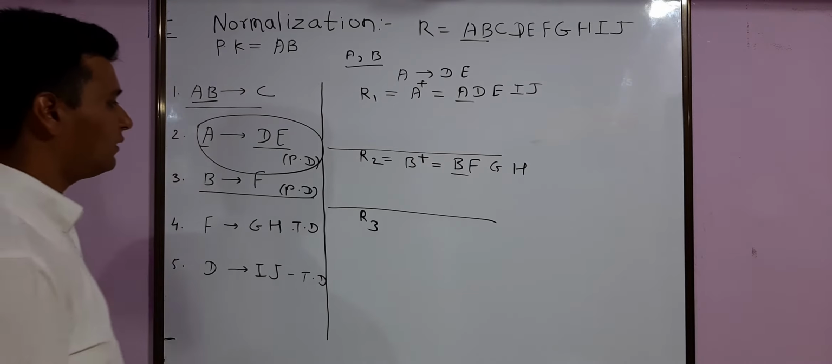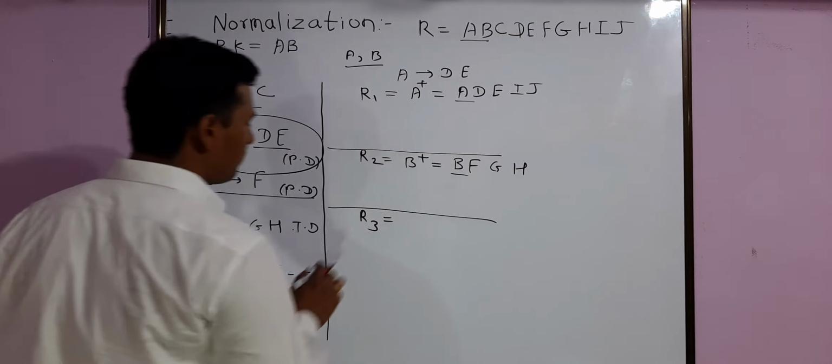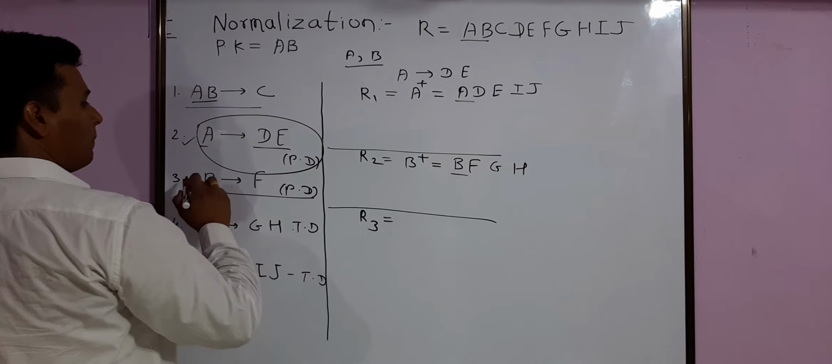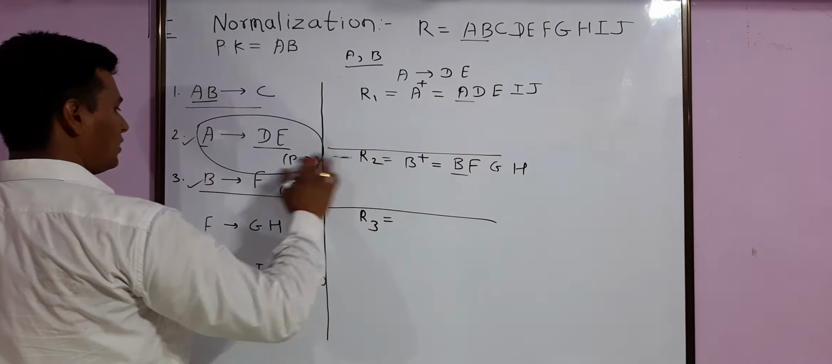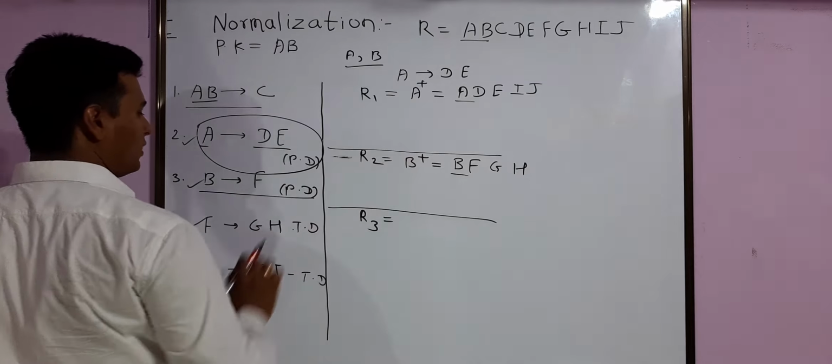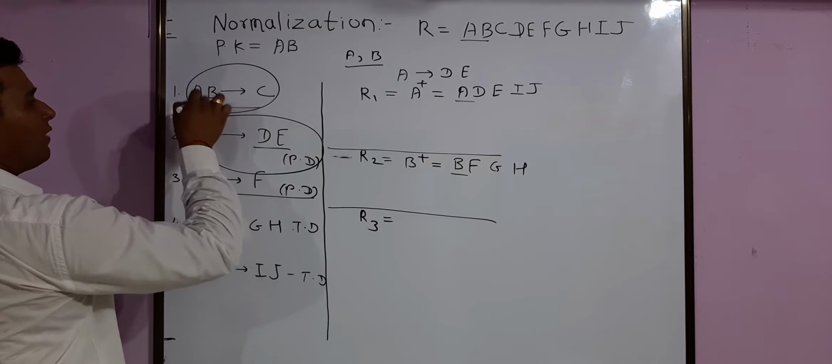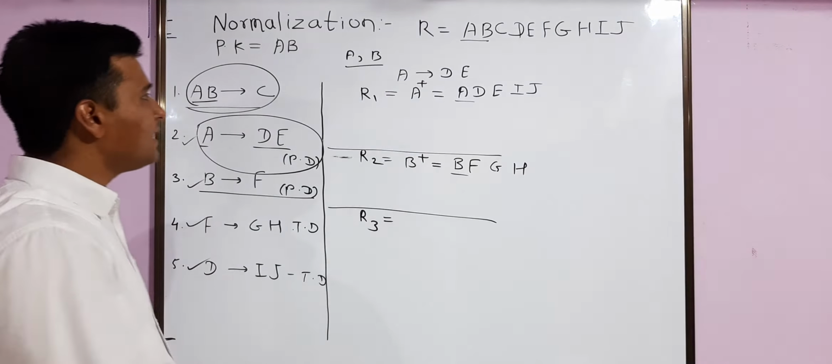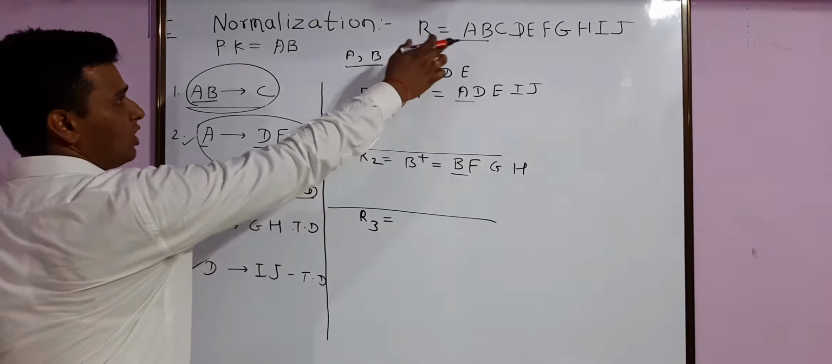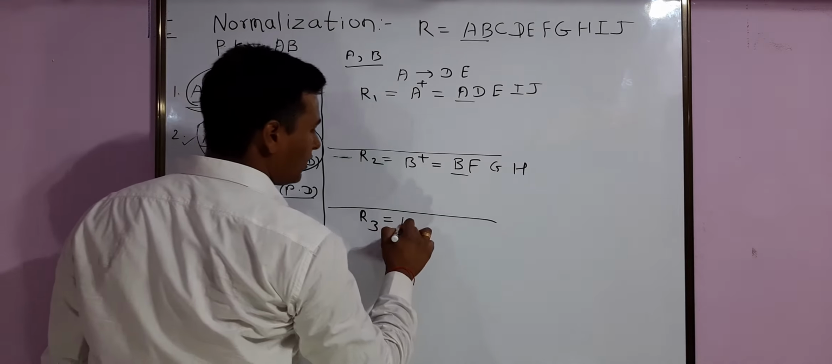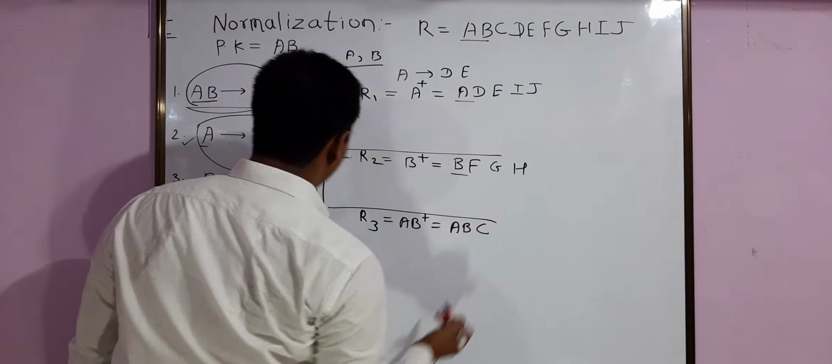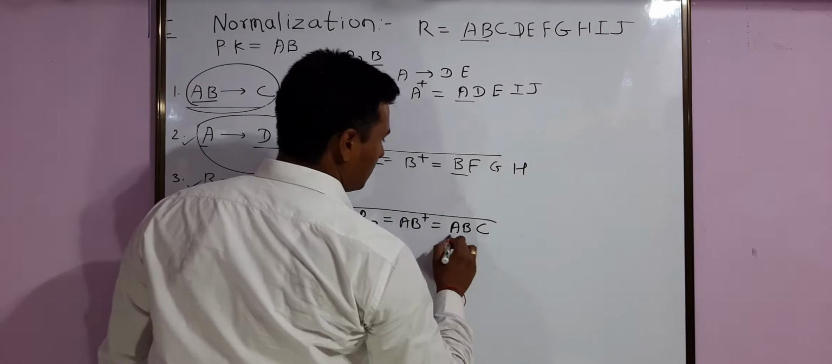Okay, now R3. According to the rule, we have covered A determines DE. We have covered B determines F. Again F determines GH, we have covered here. D determines IJ, we have covered in R1. But we are left with AB determines C, which is the functional dependency about the key. For this relation, AB is a key, so I will write down AB closure, or AB and C. So here the key will be AB.